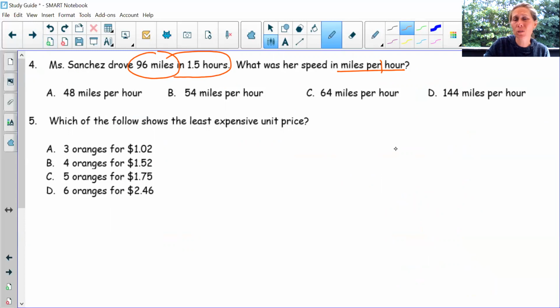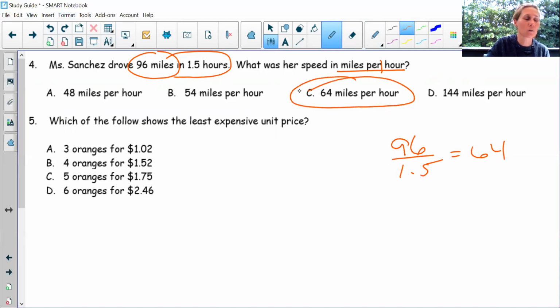Now you could set up a proportion, it's the same thing. So 96 divided by 1.5, or you can set it over 1. You could do that, but we're just going to go backwards. We're just going to do the shortcut. All right, so 96 divided by 1.5, calculator, should give me 64. So how fast was she going? 64 miles per hour.